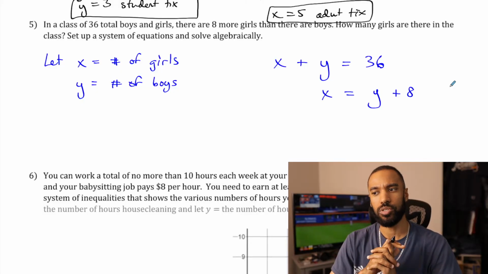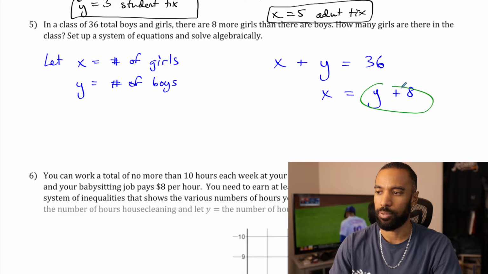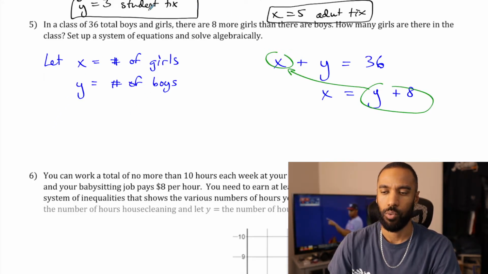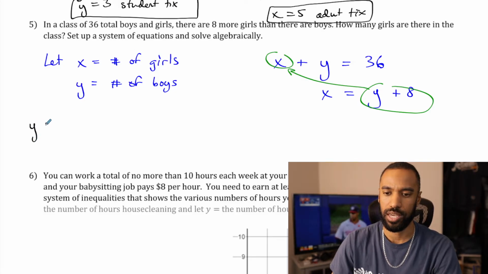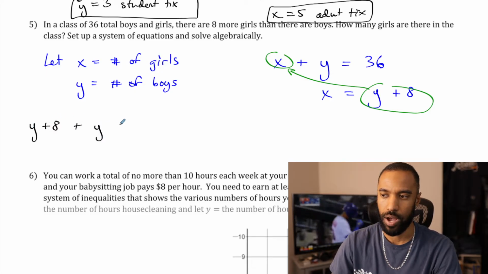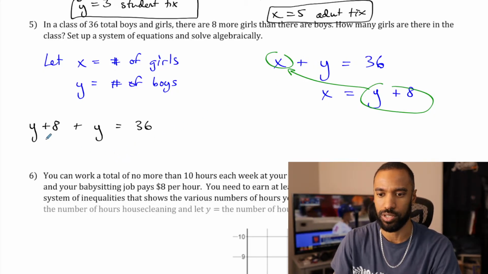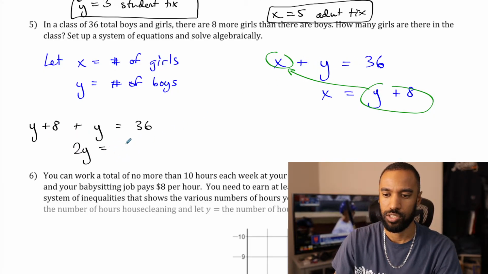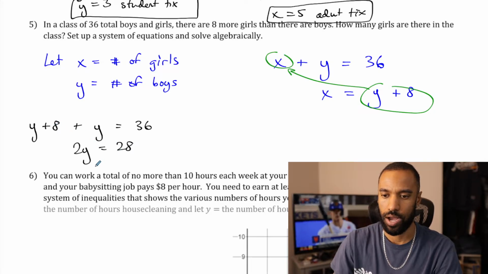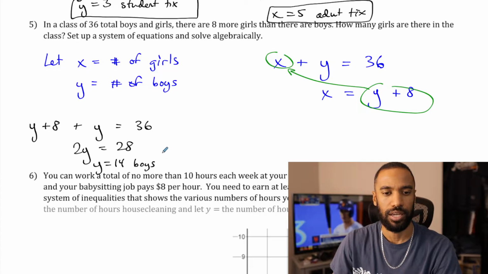Anyway, I want to use substitution this time because I have x isolated right here. I can take y plus 8 and substitute it for x in this equation right here and solve, where I will now have something that says y plus 8. That's an expression for the number of girls in the class represented as boys, plus y equals 36. This took x's place, and there's the plus y equals 36. Combine like terms, subtract 8 over, 2y is 28, and divide, you get y equals 14. There are 14 boys in this class.